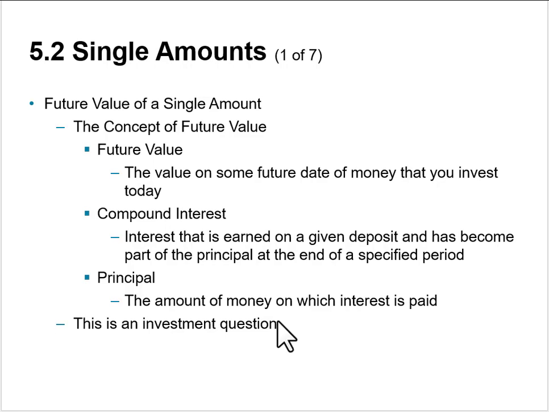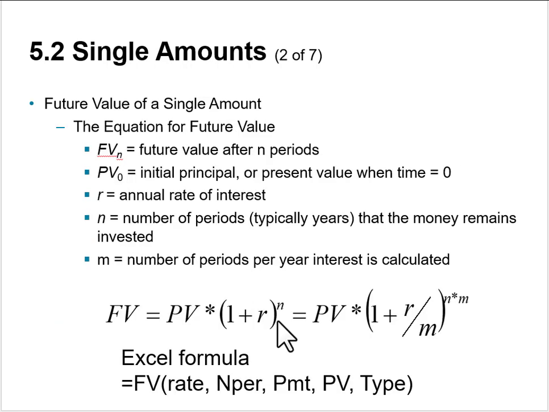Now, throughout these videos, we're going to just choose numbers, right? Later in some other videos, when we talk about risk and interest rates, we'll be able to understand or determine whether or not the numbers we pick are reasonable or not. Principal obviously is the amount that interest is paid on. So let's start with future value of a single amount.